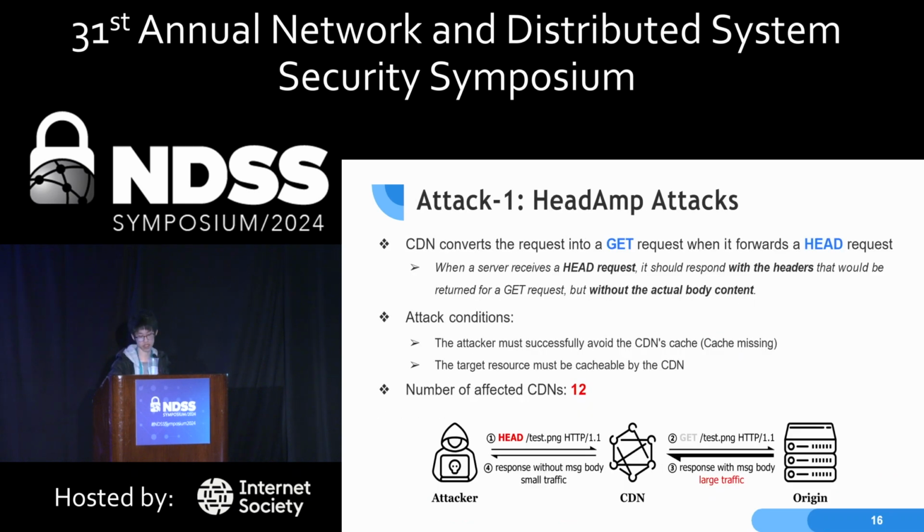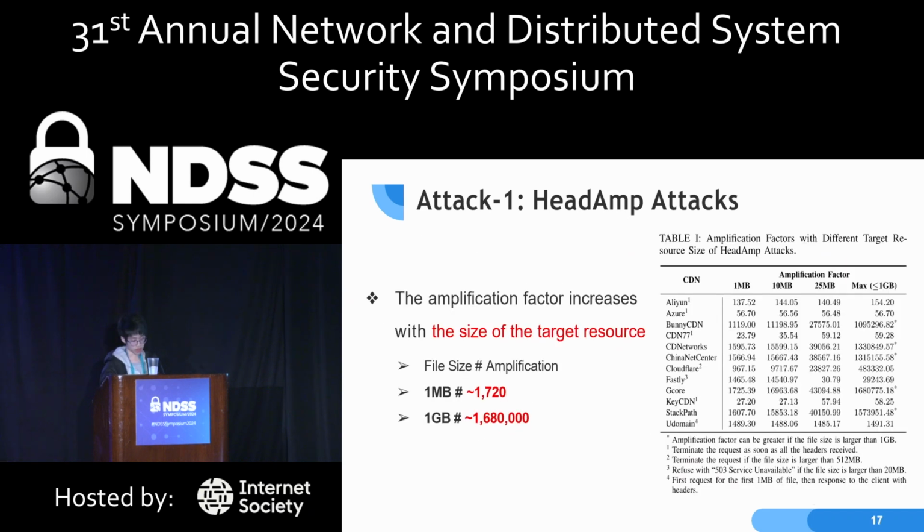And this is the first attack, the HeadAmp attack. The reason for this is that some CDNs convert the request to a GET request when forwarding a HEAD request. If the attacker can use cache missing technology to avoid the CDN cache mechanism, the attacker can choose a target resource which is cacheable by the CDN and then launch the HeadAmp attack. And you can see the amplification factor of the attack increases with the size of the target resource. So the bigger the target resource, the greater the factor.